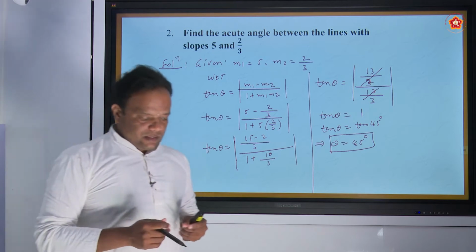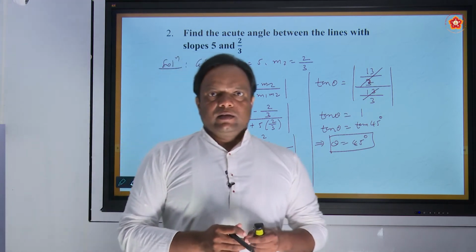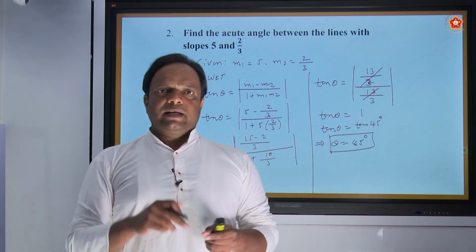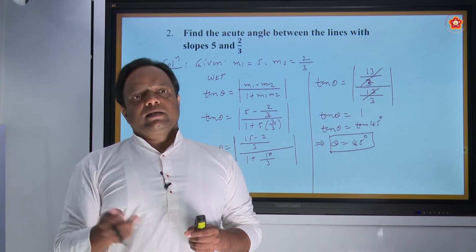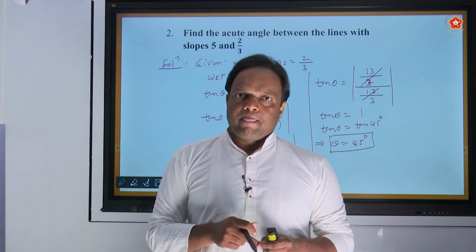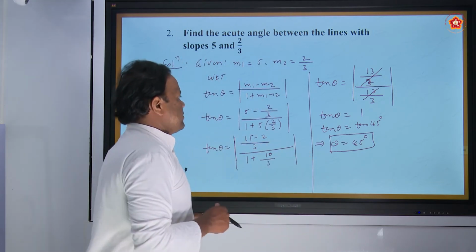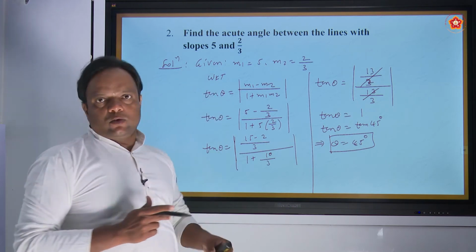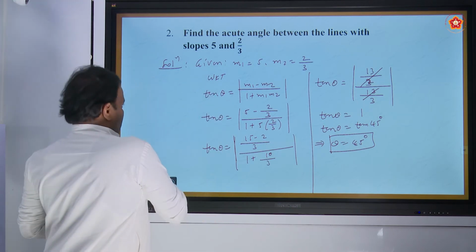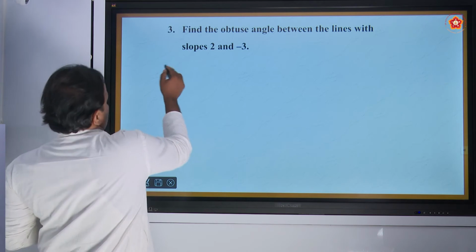45 is an acute angle. You know what is an acute angle, an obtuse angle? If the angle is greater than 0 and less than 90, it is called an acute angle. If the angle is greater than 90 and less than 180, that is called an obtuse angle, correct. So, theta is 45 degree. This is the angle between two lines when the slopes are 5 and 2 by 3. Let us move to the next problem.